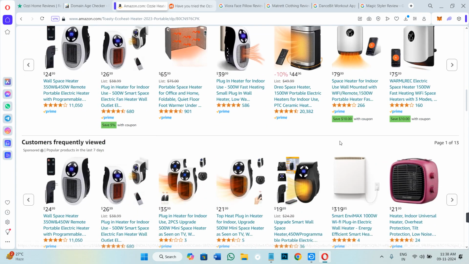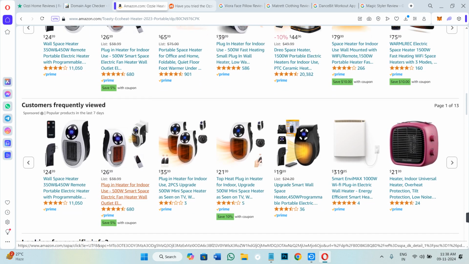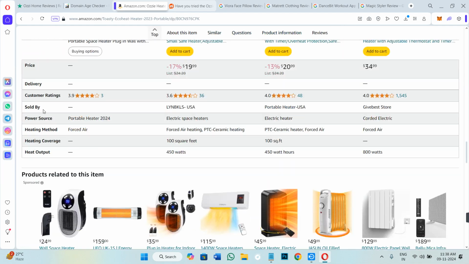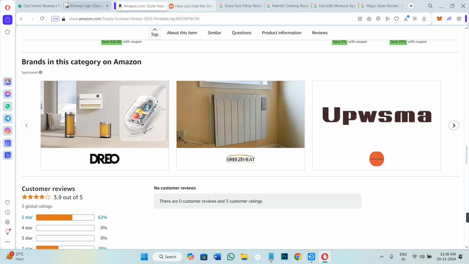You can even just scroll down and you can see that similar kinds of products have different ratings. So you can scroll down and read what people are actually saying about it, why they gave it a 5 stars rating, why they gave it a 2 stars rating before purchasing the product.